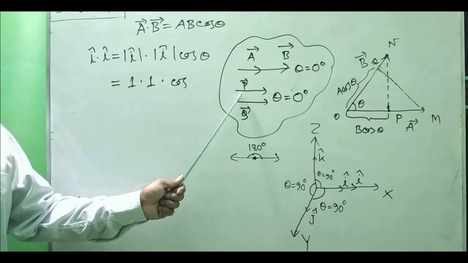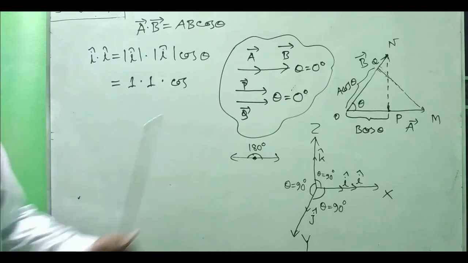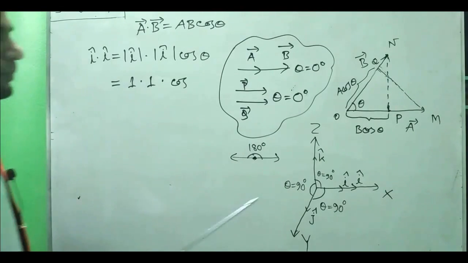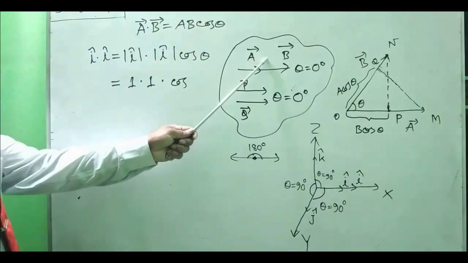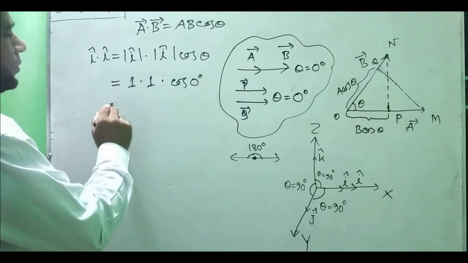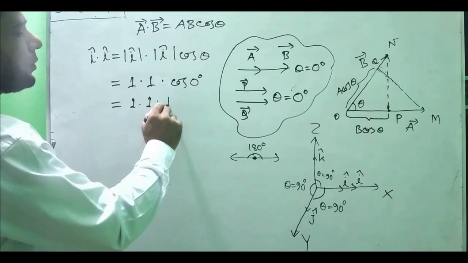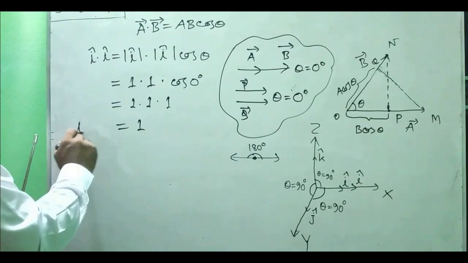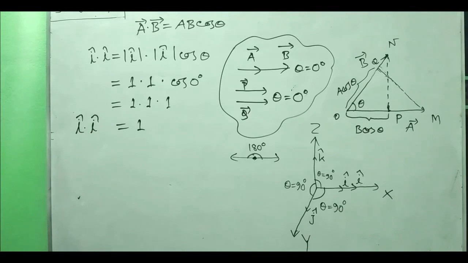Or if two vectors or two quantities act parallel to each other, here also the angle will be 0 degrees. So here, the angle between i cap and i cap, as i cap and i cap are acting along the same direction, same line, there will be no angle, that means the angle will be 0 degrees. The value of cos 0 degrees, we know, is 1. So finally it will be 1. The resultant of the dot product of two same unit vectors is 1.